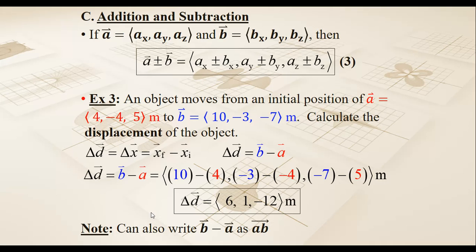Also, just wanted to point out that there's another way you can write down a difference between two vectors. So if we have vector B minus vector A, we can also write it down as AB with an arrow on top. So the AB with an arrow on top just means we're going from A to B. Therefore, our change in position would be B minus A.